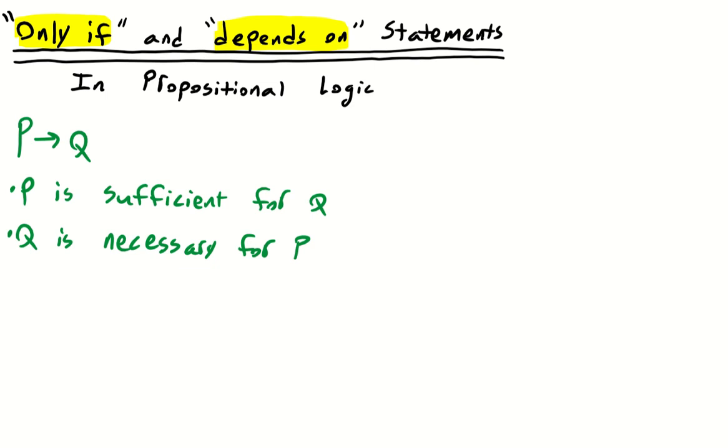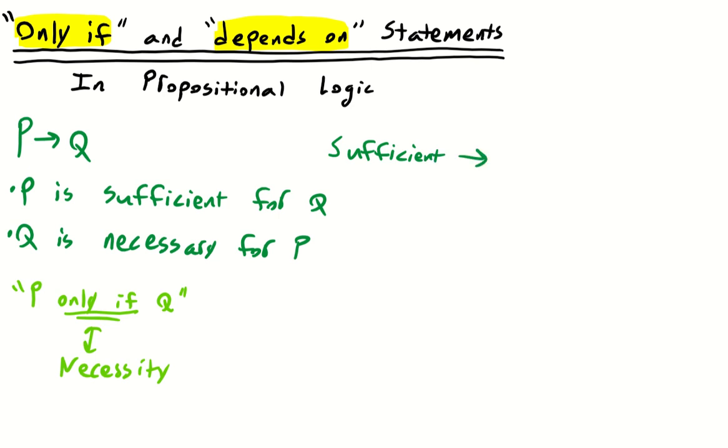So if you have something like P only if Q, this only if implies some kind of necessity. And in a conditional, we have something in the antecedent that's sufficient, and in the consequent, we have something that's necessary. So this only if implies that Q is the consequent. So we have if P then Q.